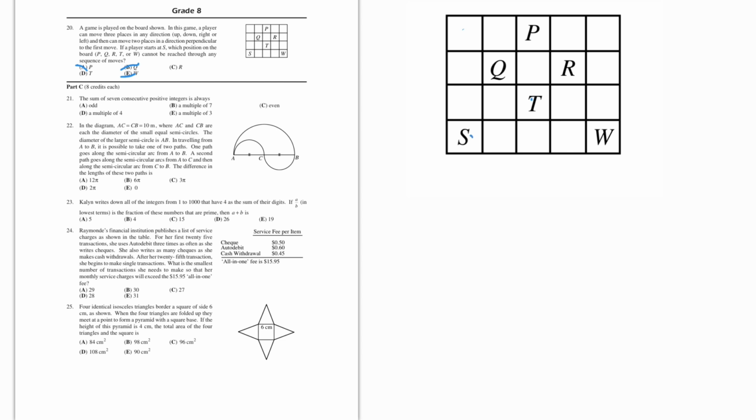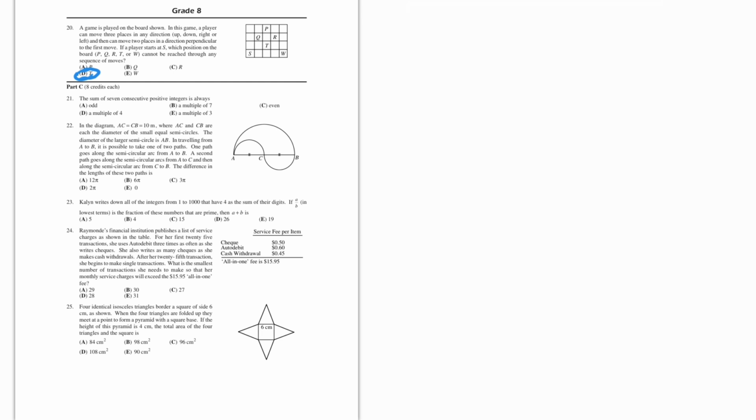Now from the S we go the 1, 2, 3. Then we go up 2 positions. We can reach the R. So the only position on the board is the T, which cannot be reached. So the answer is D.